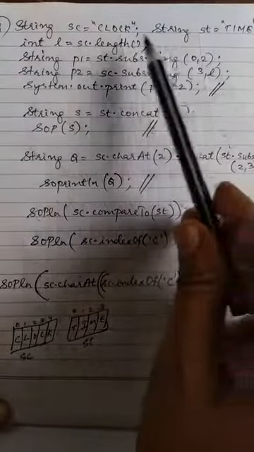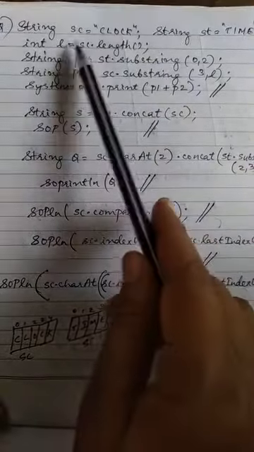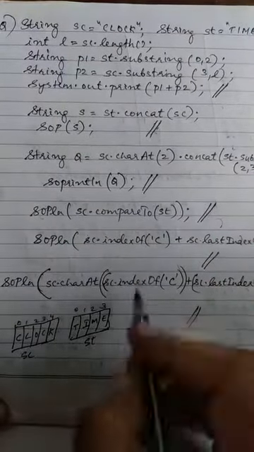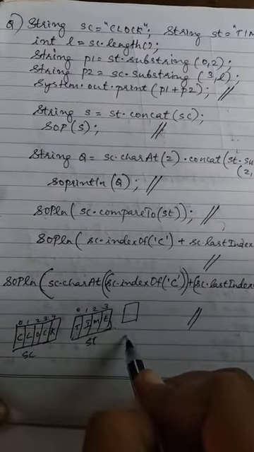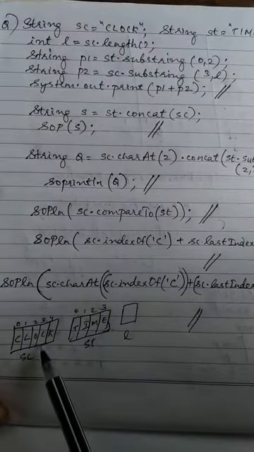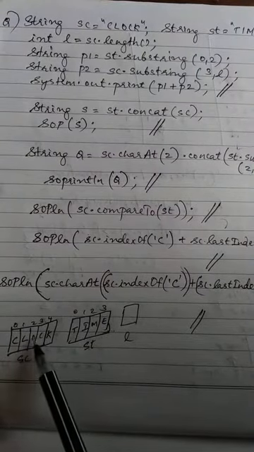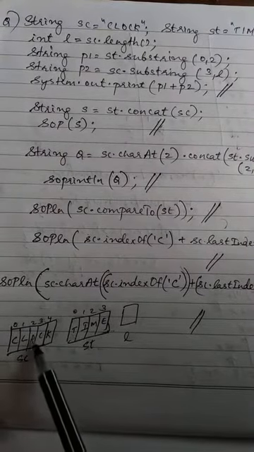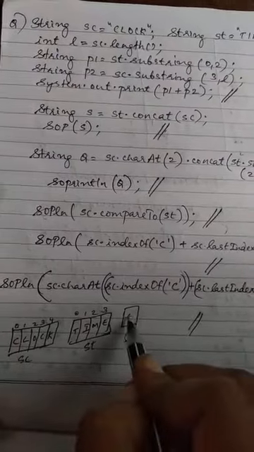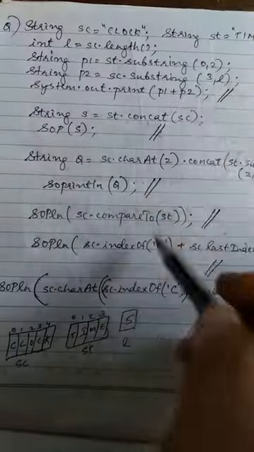Now, two variables we have declared in the memory. Next, int l is equal to sc dot length. So now the next one is a variable called l, and what is the value of l? Sc dot length. What is sc? This one. What is the length function? What is the length of clock? 1, 2, 3, 4, 5. So the answer is 5. Int l is equal to sc dot length. Okay, so l is equal to 5.